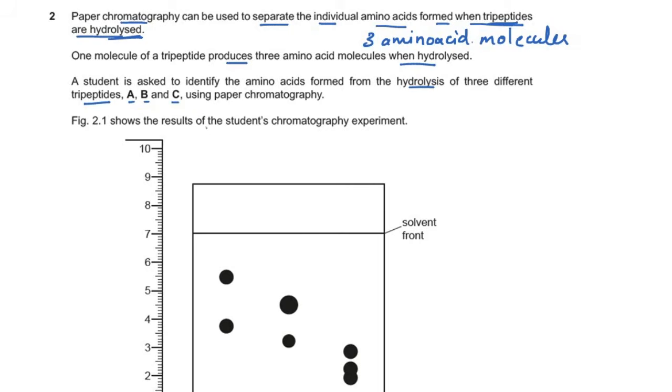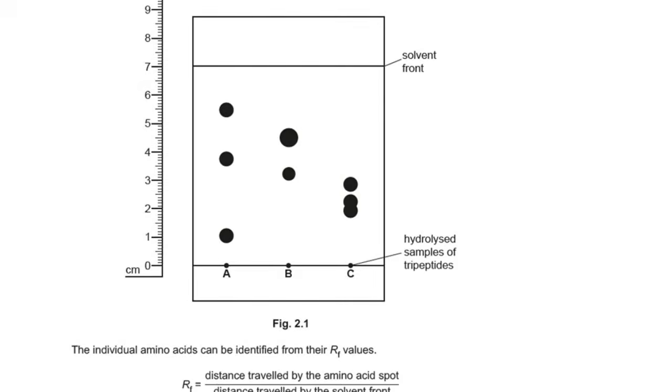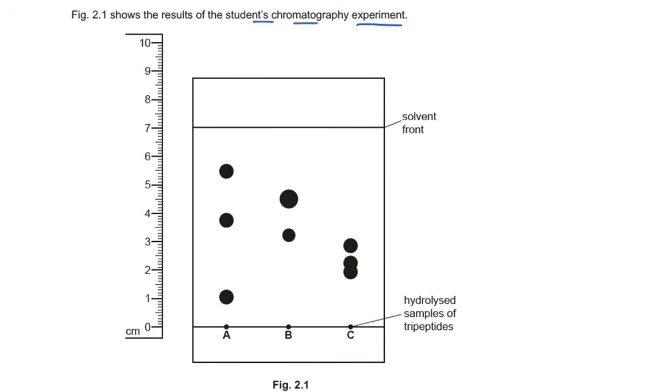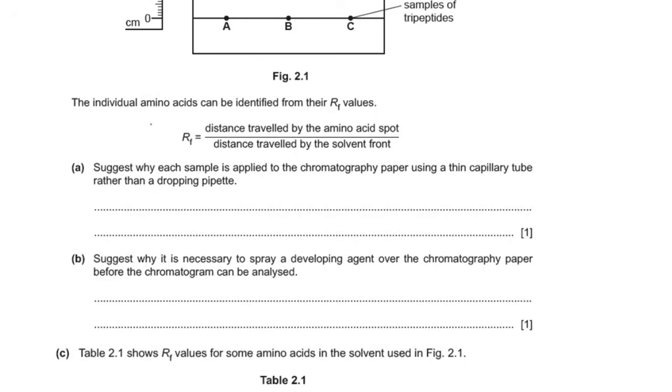Figure 2.1 shows the results of the students' chromatography experiments, and here is the diagram of the chromatogram given, where the 3 samples of tripeptides have undergone the paper chromatography, and the results of the chromatogram are shown here. If we go ahead with these questions, the individual amino acids can be identified from their RF values, and the formula for RF value is given. Otherwise also we know the formula of RF value, that is the distance traveled by the amino acid spots divided by the distance traveled by the solvent front. So you can say that's the ratio of the distance traveled by the solute and solvent.